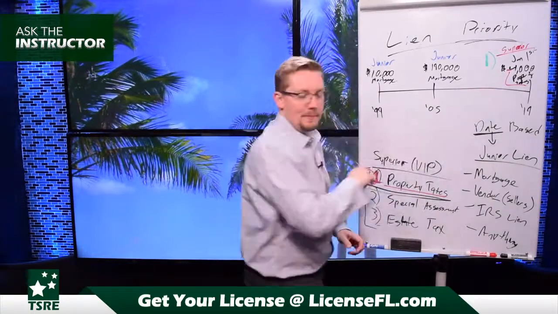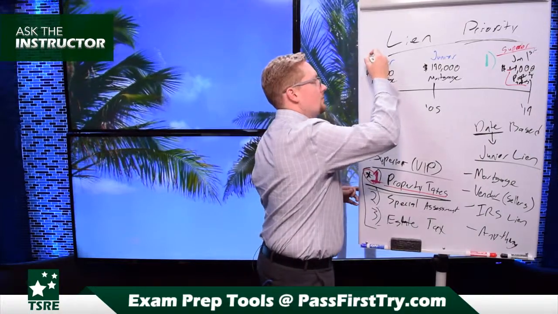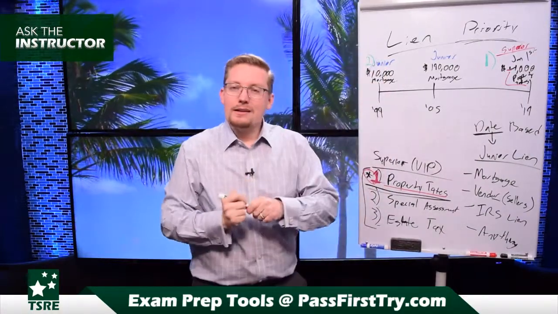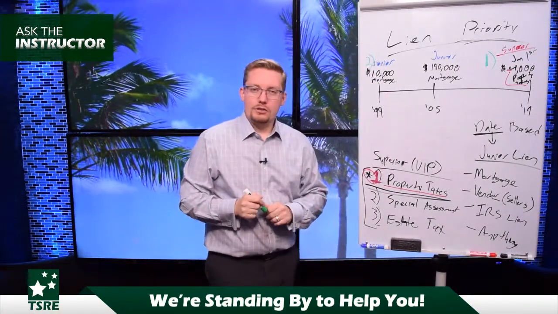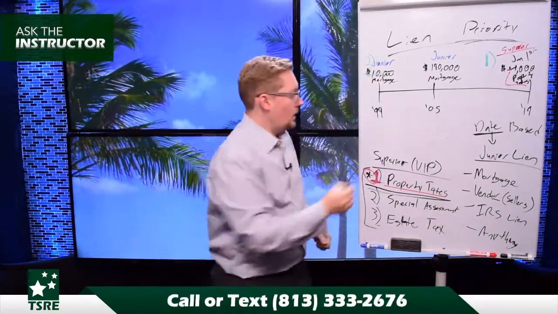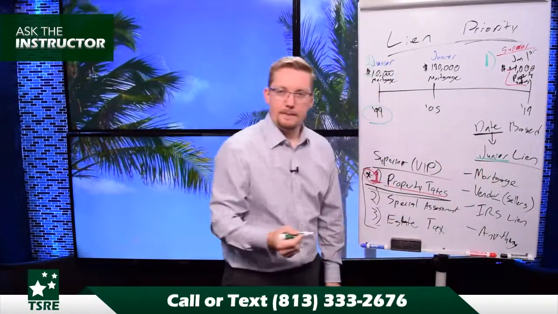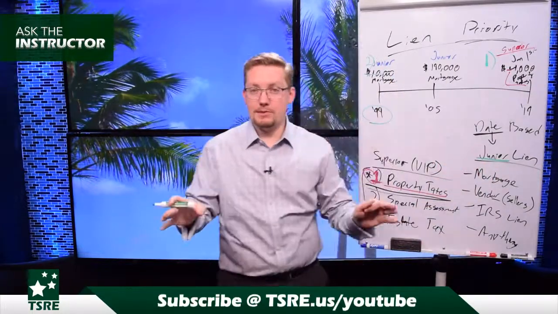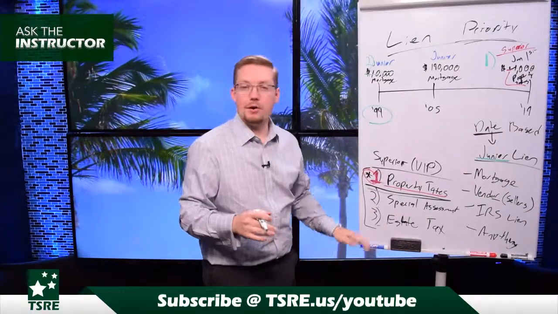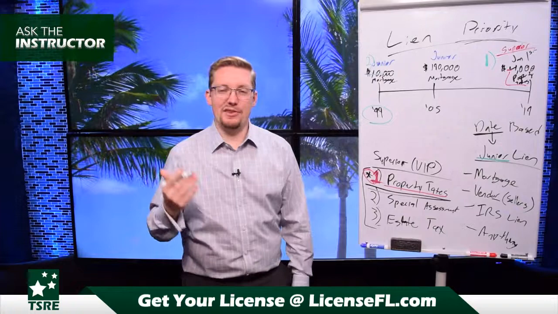So here's property taxes, number one, because they're property taxes. Then number two is going to be our 1999 mortgage. This dollar amount is irrelevant. What matters is the date, because again, this is a junior lien. Property taxes are number one because they're property taxes, and then if we don't have any other superior liens, then we move on to our junior liens based on their date.